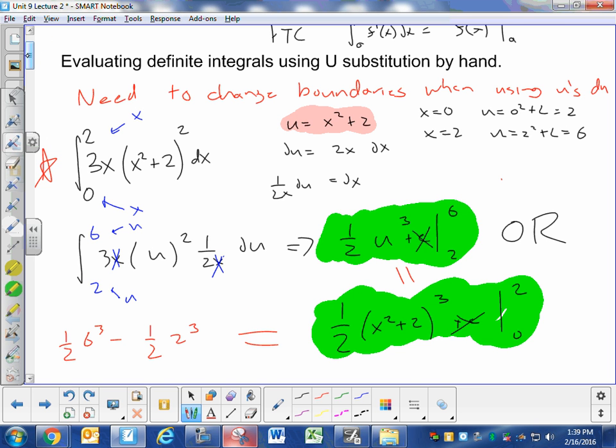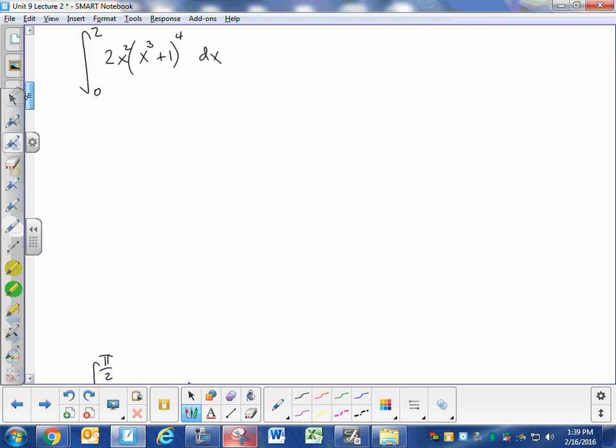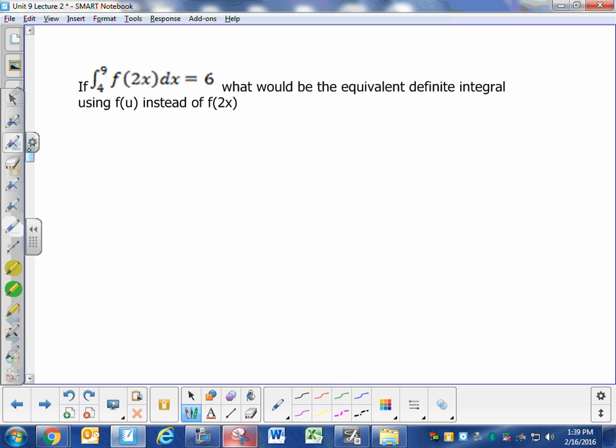Okay? Well, there are certain questions like this where you have to know how to change your variables and change your boundaries because you're going to be using U's instead of X's. Okay? So here's the question. It says, if the integral from 4 to 9 of f of 2x dx equals 6, what would be the equivalent definite integral using f of u instead of f of 2x?